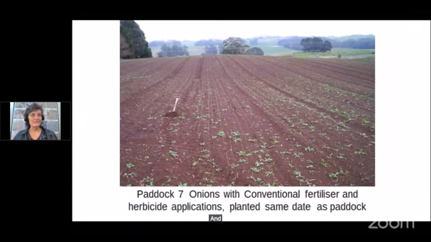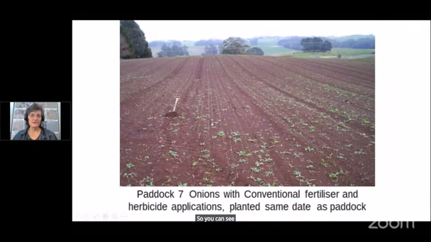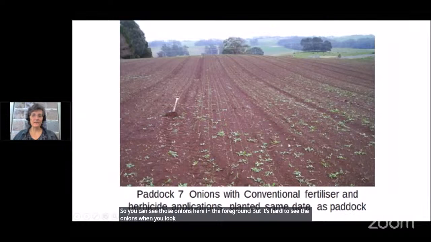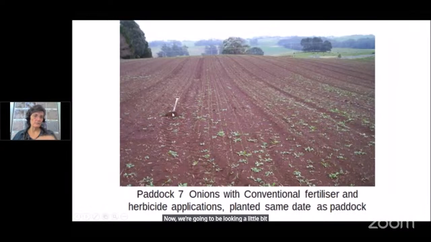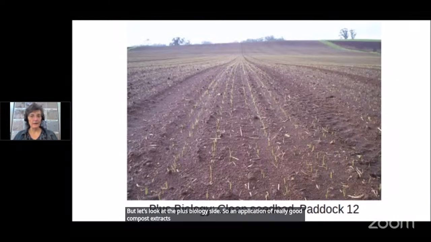And it's really hard to see the onions when you look across this field, except for where you look right down the row. So you can see those onions here in the foreground, but it's hard to see the onions when you look. You can see the weeds, can't you? Yeah. Now we're going to be looking a little bit closer at where we dug up some of the plants in just a minute, but let's look at the plus biology side. So an application of really good compost extracts going out onto this soil, so the biology was added.